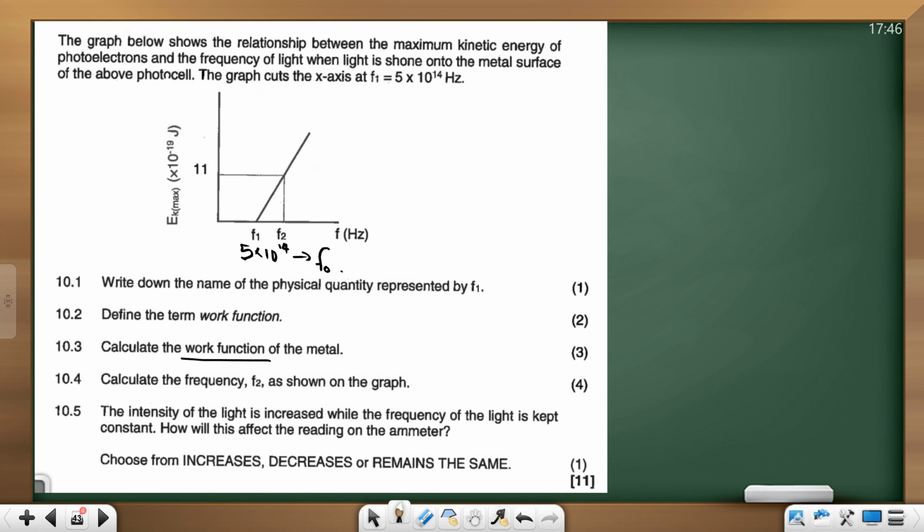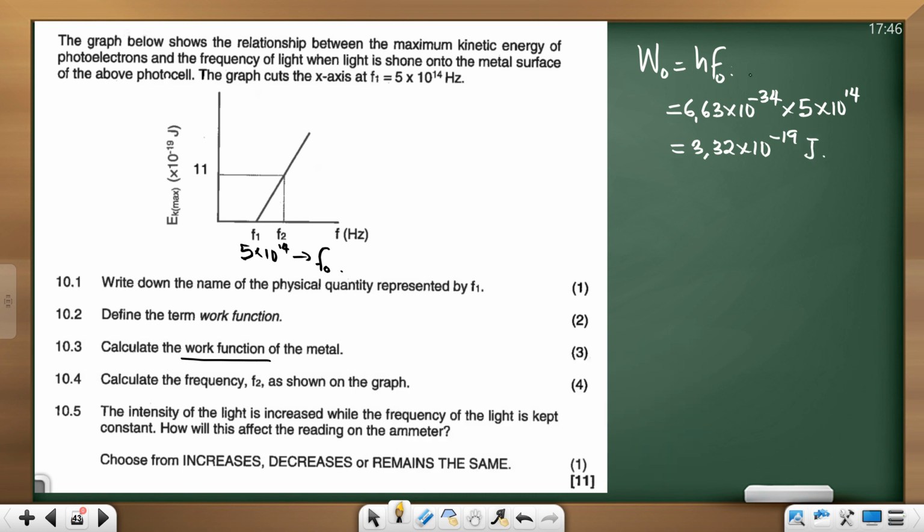Examiner says calculate the work function. What's the formula? Work function equals to what? H F naught. You remember that, right? What is H? Planck's constant. And what's the value? I need your calculators here. 6,63 times 10 to the power negative what? 34. Right? And what is our threshold frequency? We know it as what? 5 times 10 to the power 14. What is your answer? 3,32 times 10 to the power negative 19. And what's the unit? Joules.